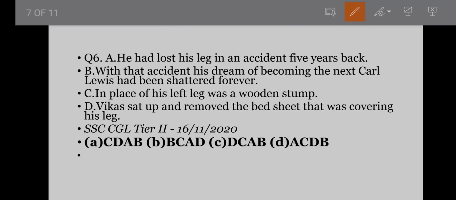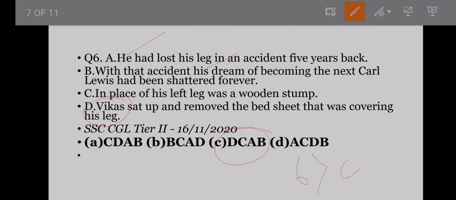But next, he had lost, again he. With that accident, his dream, again he. Who is this he? We can see that Vikas is a noun, so it is a name. So Vikas sat up, so D will be the first one. And D as the first option is only in option C. So 6 will be C.